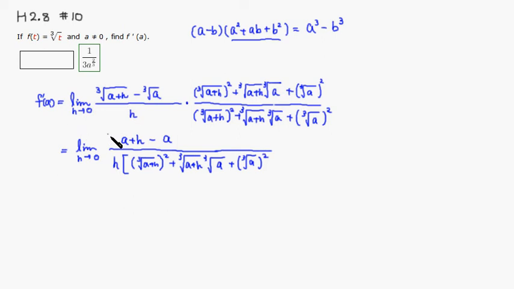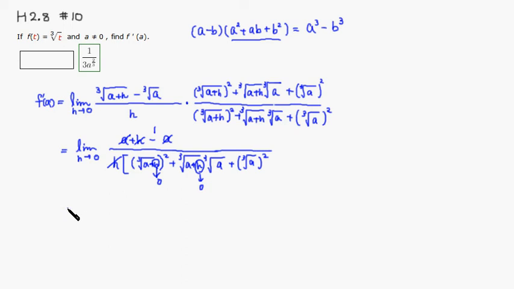Right, then you can see that there is positive a and minus a cancel out. Then you have h on top and h on the bottom, so they cancel out. So you only get 1 on top. Then we just have to send h to 0. So you can see that here, this h goes to 0, and this h goes to 0.